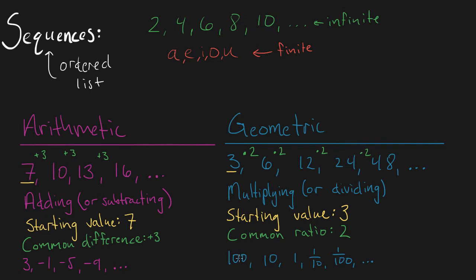100 divided by 10 is equal to 10. And similarly, 100 multiplied by 1/10 is equal to 10. There's two ways to think about that. So that's another example of a geometric sequence.